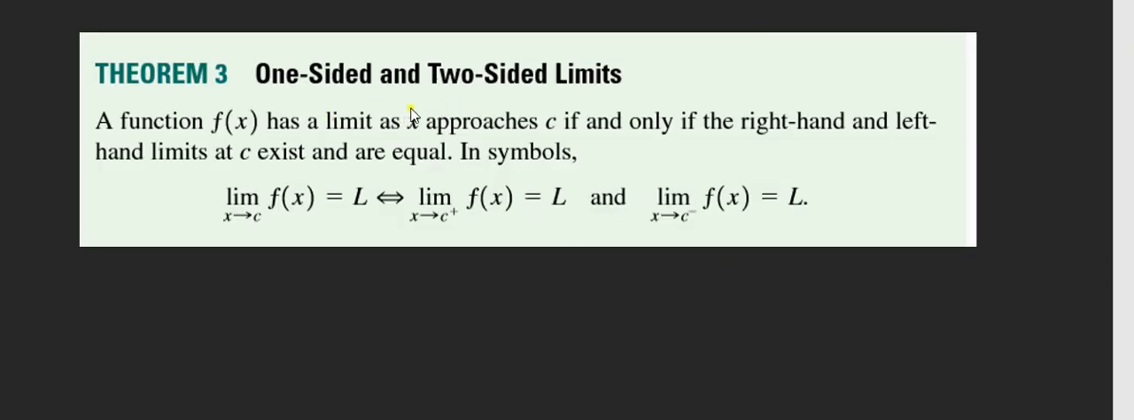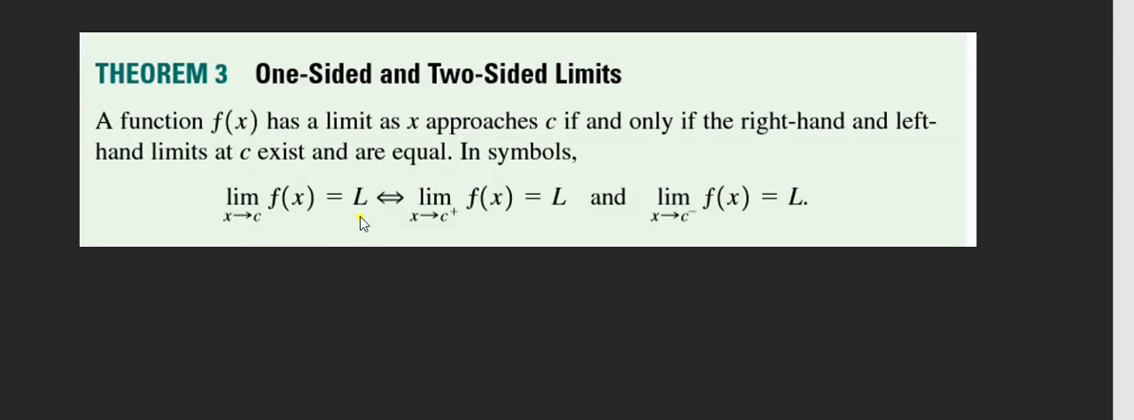So let's look at Theorem 3, one-sided and two-sided limits. A function f of x has a limit as x approaches c if and only if the right-hand and left-hand limits at c exist and are equal. In symbols, this is what I mean. Whether you approach from the right or from the left, you have to approach the same number. Then the limit as x approaches c of f of x will exist.